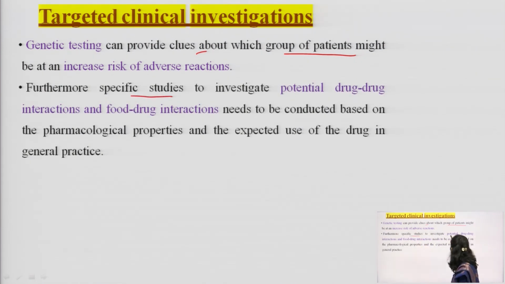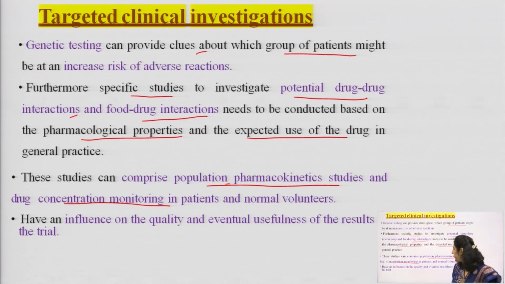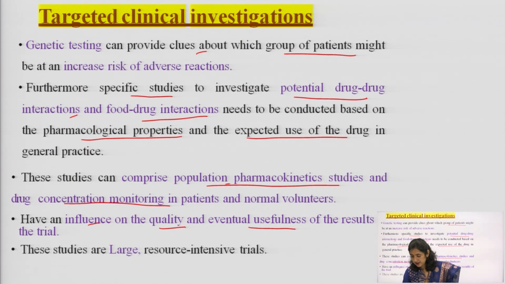Specific studies can be done to investigate potential drug-drug interactions and food-drug interactions, based upon the pharmacological properties of the drug and the expected use of the drug in general practice. These studies can comprise population pharmacokinetic studies. Then we have drug concentration monitoring in patients as well as normal volunteers. So these targeted clinical investigations influence the quality and usefulness of the results of the trial, right? They can tell us what the problem with the drug was: whether it was a dose problem, or an ADME problem. These studies are large, resource-intensive trials.